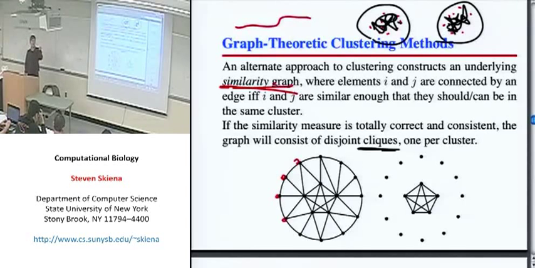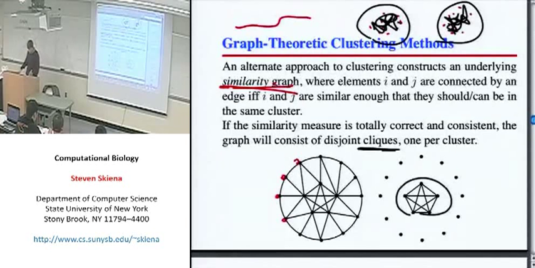How many people see the basic philosophy here? Any questions about that? What's good or bad about this? If I have to find a clique in a graph, then that's an NP-complete problem and you're scared about trying that, right? Except in this graph, is it going to be hard to find the clique?